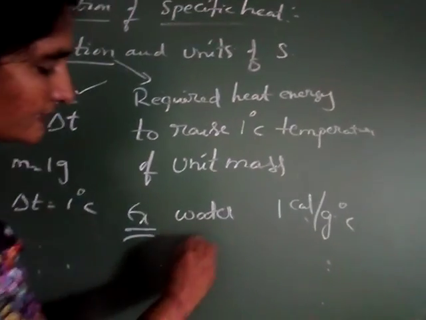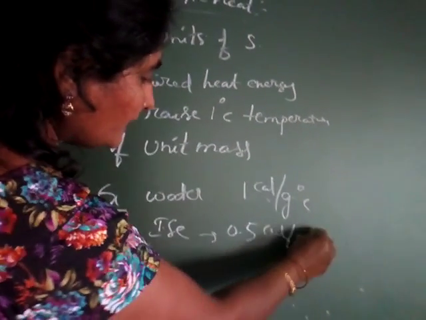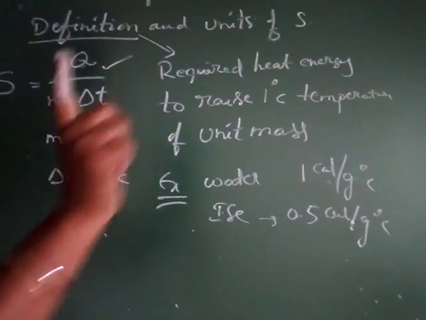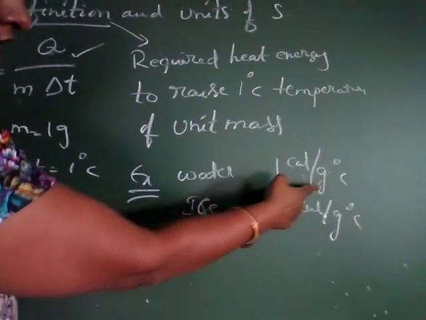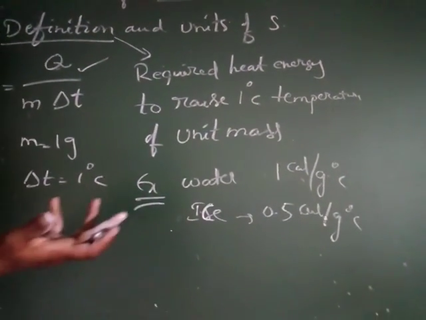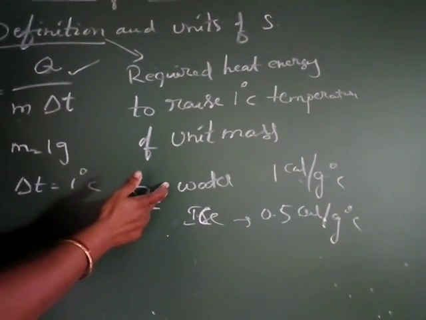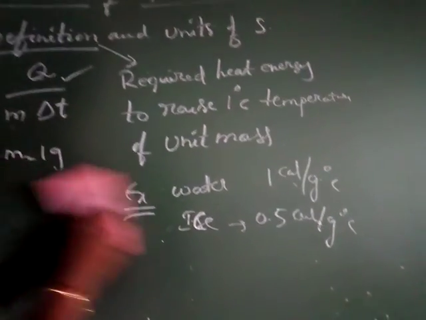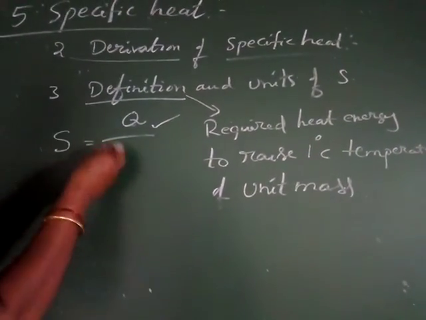And you take ice. Ice is 0.5 calorie per gram degree Celsius. You see, here only 0.5 calories are required for raising the temperature of the ice. But for 1 gram of water, 1 calorie of heat energy is required to raise the temperature by 1 degree Celsius. Okay, see here, this is the example. That means we can say that different substances have different specific heats.